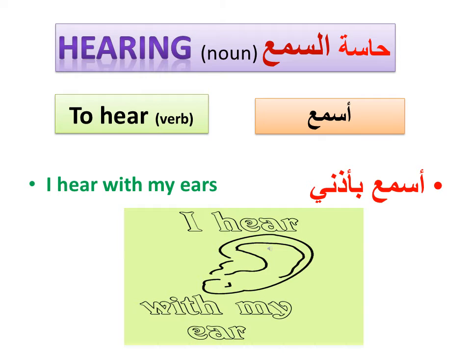الحاسة الثانية hearing. And here it's a noun. حاسة السمع. And the verb that we can deduce from this is the verb to hear. To hear يعني أسمع. So example, I hear with my ears. I hear with my ears. يعني أسمع بأذني. Ears.